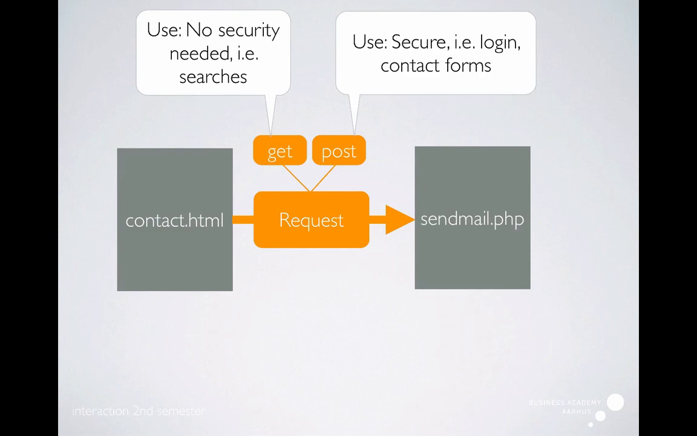So just to sum it up, we use get when we don't care that much about security, for example in searches, and we use post when we want to be secure, for example in logins or contact forms.